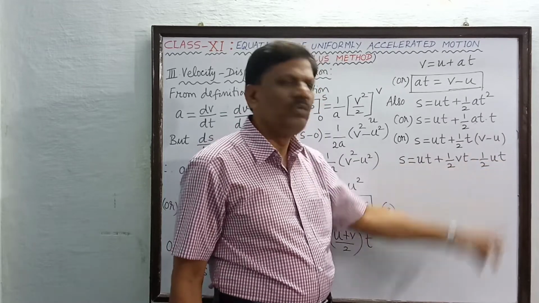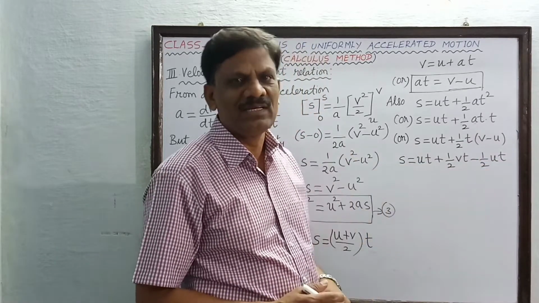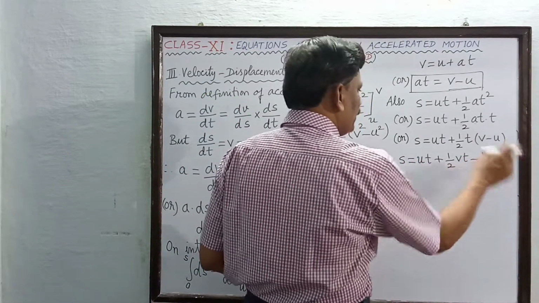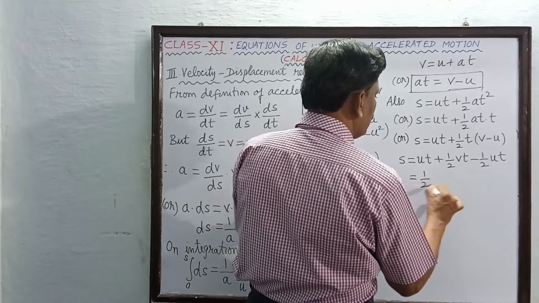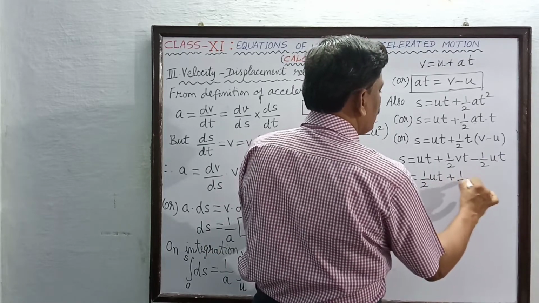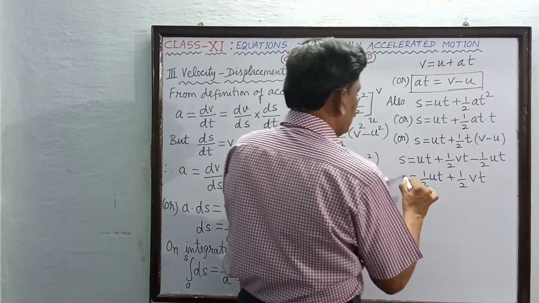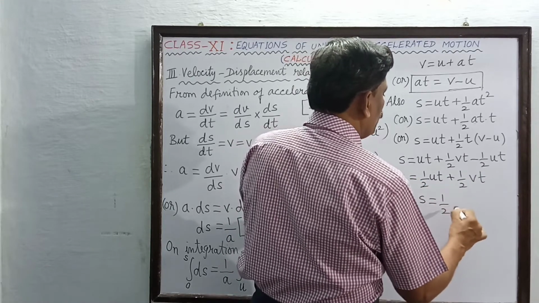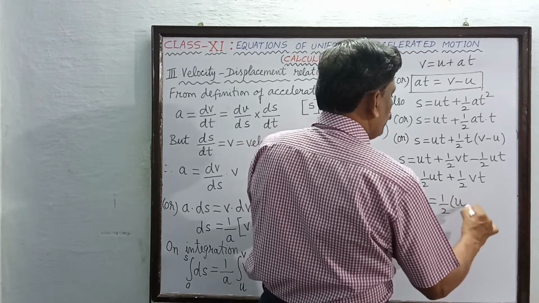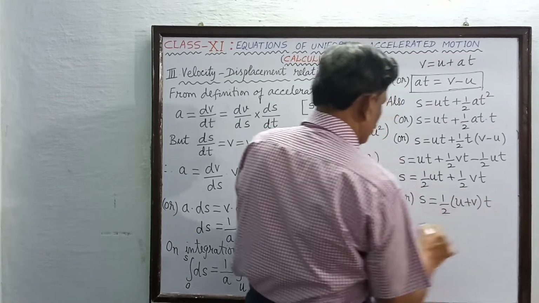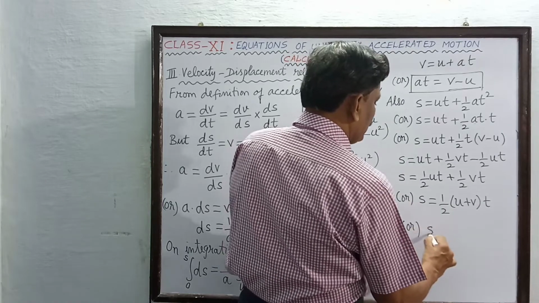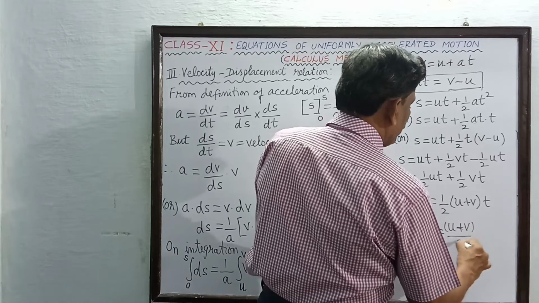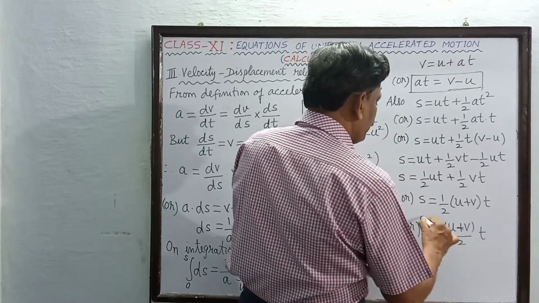ut minus half ut is what? Plus half ut, is it not? So ut minus half ut is half ut. So this is equal to half ut plus half v into t, or s is equal to 1 by 2 into u plus v into t, or s is equal to u plus v divided by 2 into t.